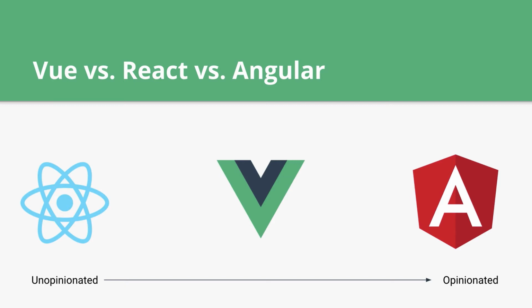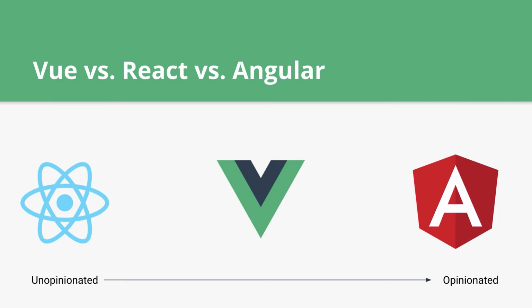But a better way to differentiate between these libraries is on a scale of unopinionated versus opinionated. Vue creator Evan You even stated himself that Vue falls in between React and Angular on this scale. So let's talk a little bit about what that means. So let's start with the right side here, the Angular side, the opinionated side. What does it mean to be opinionated, right?